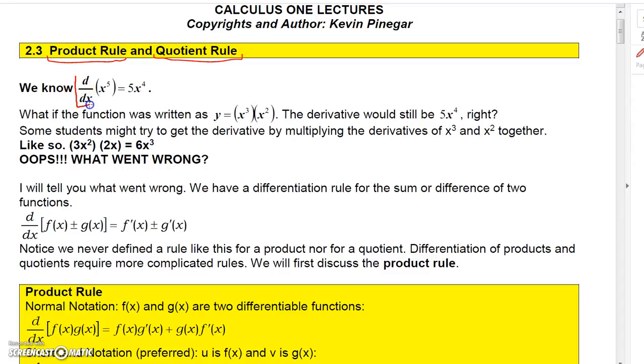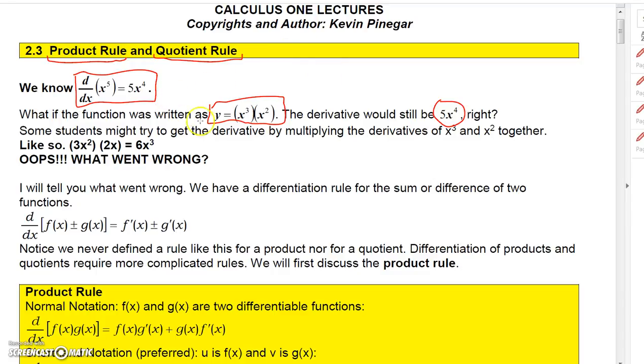We know that the derivative of x to the fifth is 5x to the fourth. Okay, so we know that from the power rule. But I can also write x to the fifth like this, x cubed times x squared. So shouldn't the derivative of this product also be 5x to the fourth? Right? It should, shouldn't it?